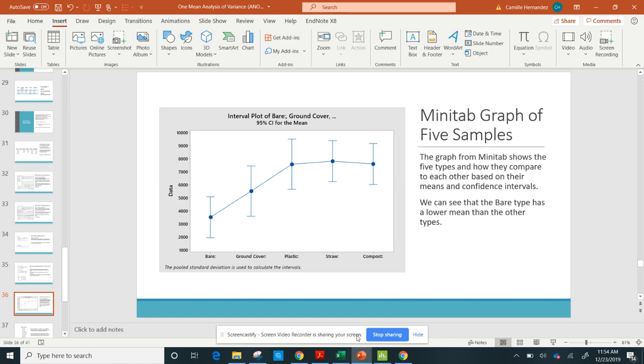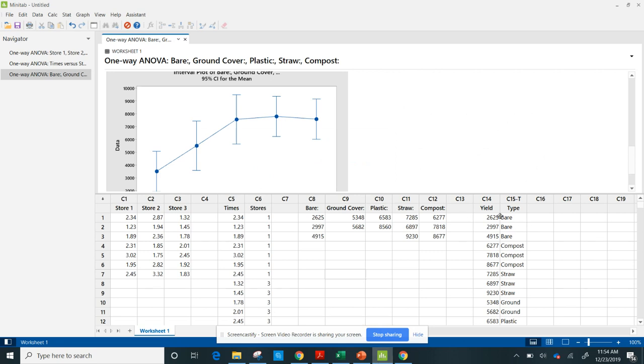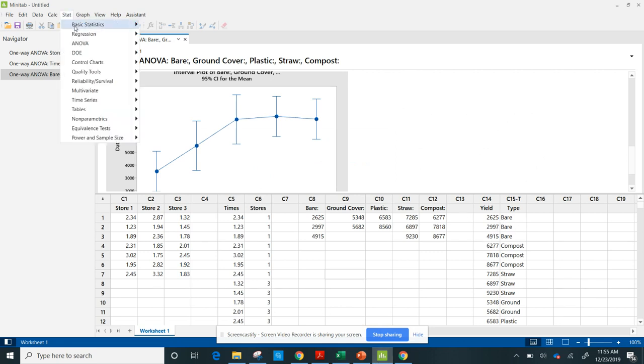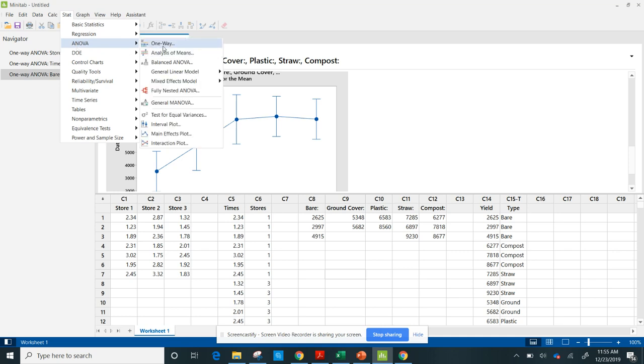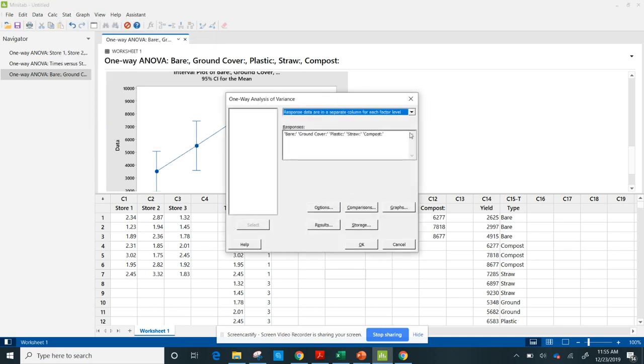All right, so again, I'm going to quickly go over, well, what if I have raw data? So again, I go to Stat, ANOVA, One Way, and then this is a little different. Then I'm going to put it as the response data is in all one column, okay?